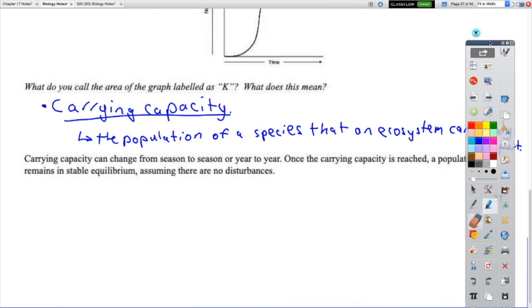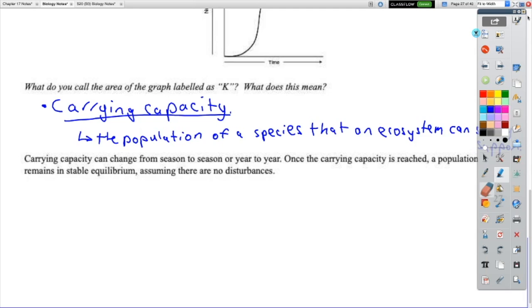So just the population that an ecosystem can support. Okay, now carrying capacity, like we've said, is not just some magic number that's always the same. It can change from season to season or from year to year, right? For example, look at Fort McMurray.